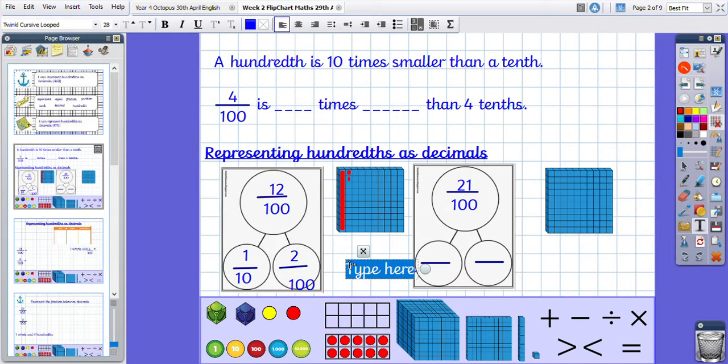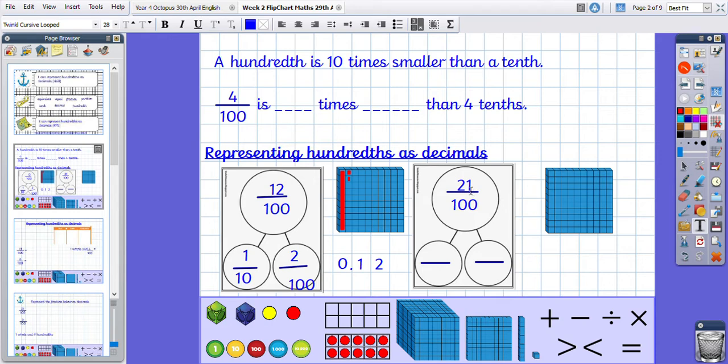On a place value grid then, we have no whole squares shaded, no wholes, but we have 1 tenth, so one whole column, and 2 hundredths, so two small squares. So as a decimal, that would be 0.12.